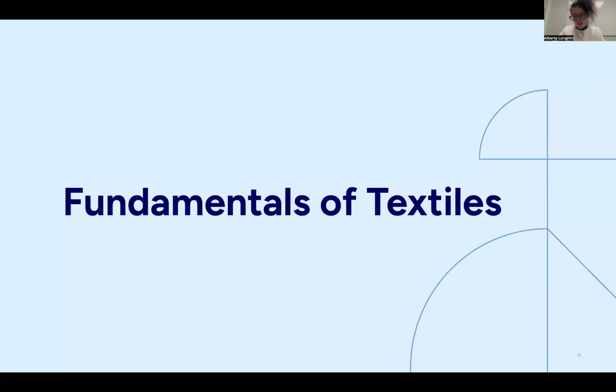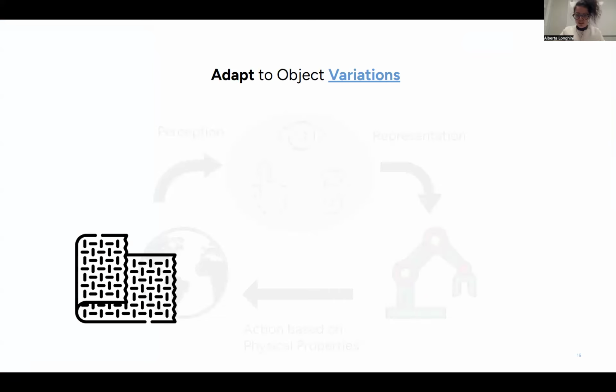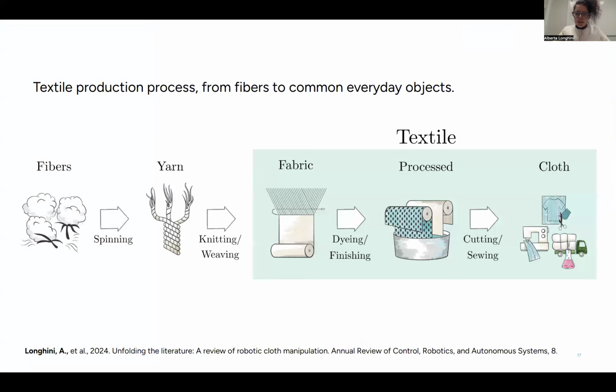So what are textiles? I've been using this term, but I think it's important to understand this class of objects, especially because we are talking about adapting to variation. So what do we really mean by variation? Textiles are a class of object that starts from raw fibers that are spun together to form yarns, and then these yarns are knit or woven together to form fabric. And fabrics are the first category of object that can be classified as textiles.